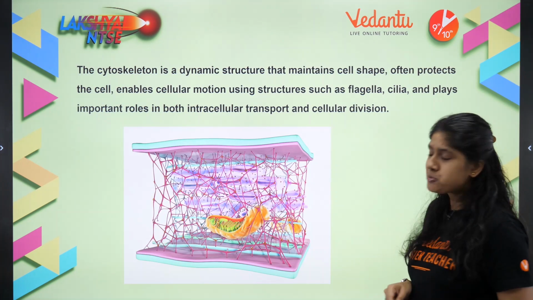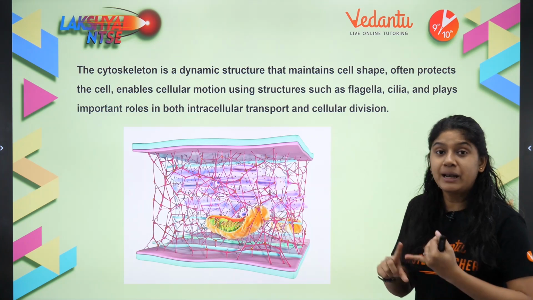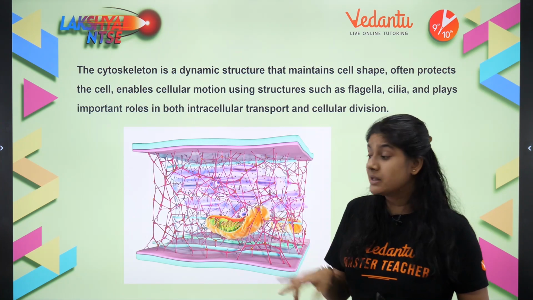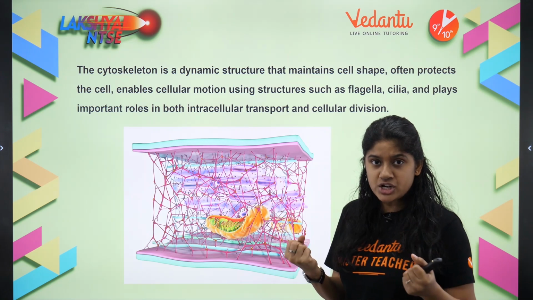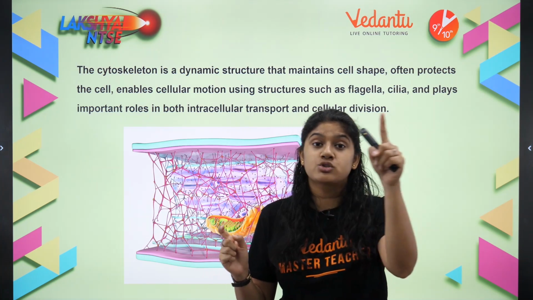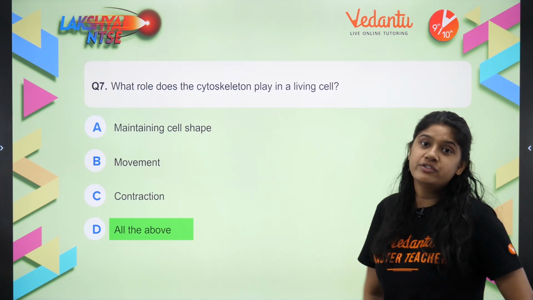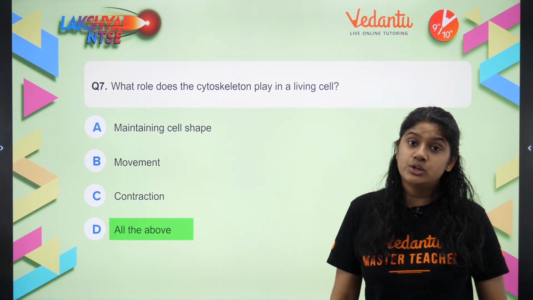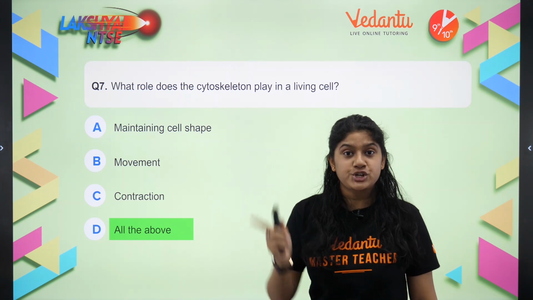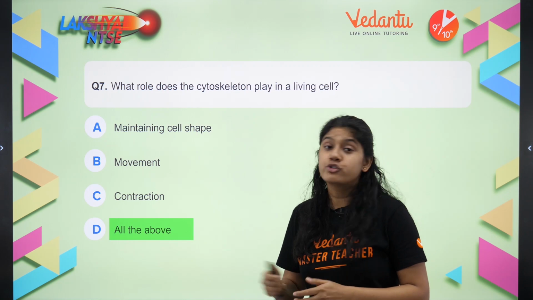All of the above is the right option because the cytoskeleton basically gives a framework to the cell. It helps in movement because on it there are small cilia and flagella present which actually help in motion. It has the contraction level, and of course it helps in maintaining the complete structure of the cell. So hence our answer will be all of the above. Yes, it maintains cell shape, movement with the help of cilia and flagella, and contraction.